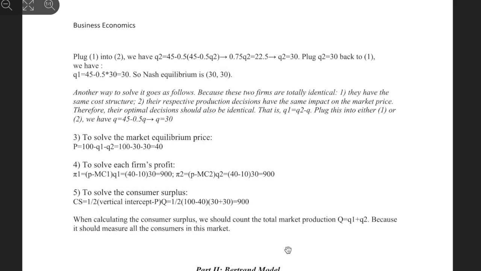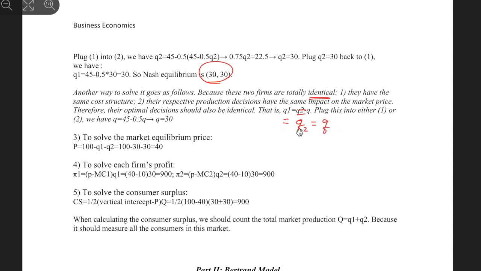Let's go back to the last note. So to solve the Nash equilibrium, we got 30 and 30 for both Exxon and Shell. Another way to solve it goes as follows. Because these two firms are totally identical, they have the same cost structure, their respective production decisions have the same impact on the market price. Therefore, their optimal decisions should also be identical. That is, Q1 equals Q2 equals Q, right?